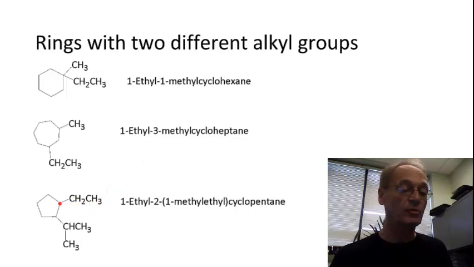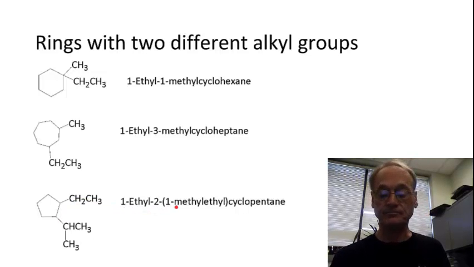Similarly, is this number 1 and that number 2, or vice versa? Since you get the same branch points at the same time either way, we're going to go alphabetical. Since E comes before M in the alphabet, that's number 1, that's number 2. So 1-ethyl, 2, parentheses, 1-methylethyl cyclopentane.